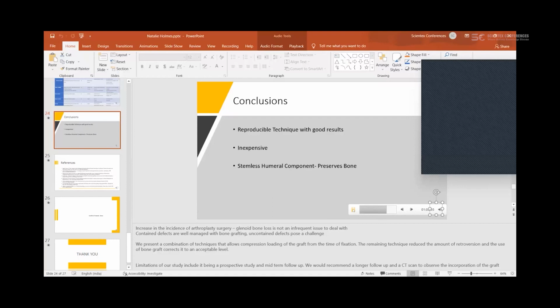There are some limitations to our study. It is a prospective study and is only mid-term follow-up. We know that a longer follow-up would be better, and we know that a postoperative CT scan to fully look at the incorporation of the graft would be advantageous.